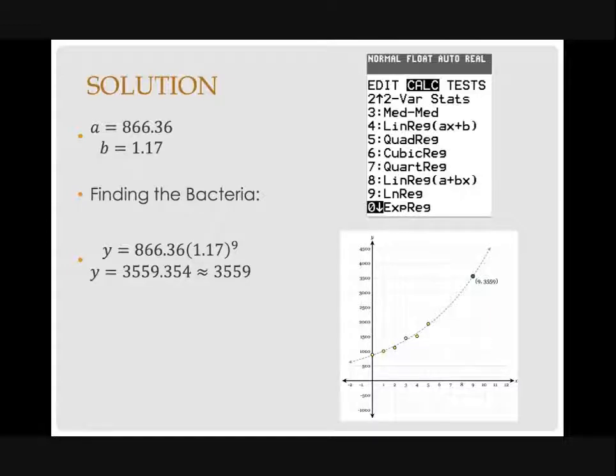And we get the following, that our A is 86.36 and our B is 1.17. And this is for the equation y equals a times b to the x. So we plug these numbers in, and we get that y is approximately 3,559.